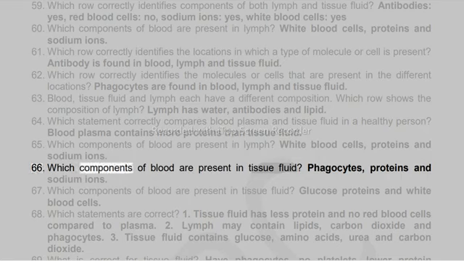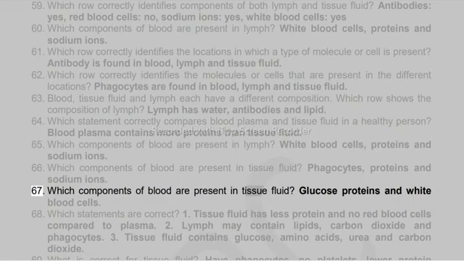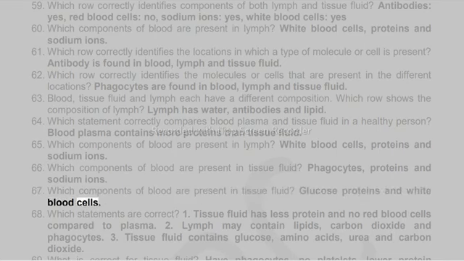66. Which components of blood are present in tissue fluid? Phagocytes, proteins and sodium ions. 67. Which components of blood are present in tissue fluid? Glucose, proteins and white blood cells. 68. Which statements are correct?